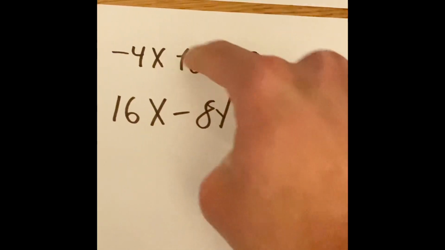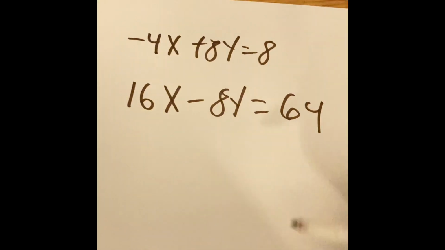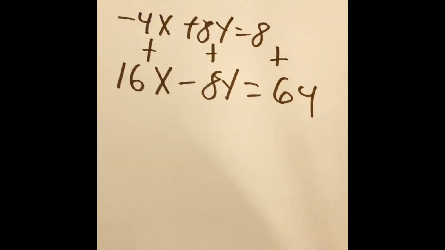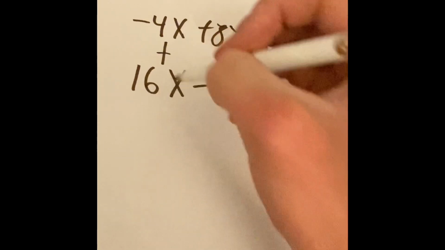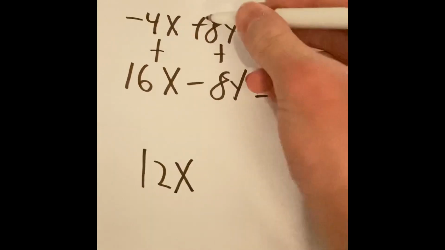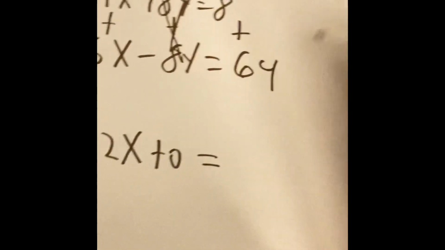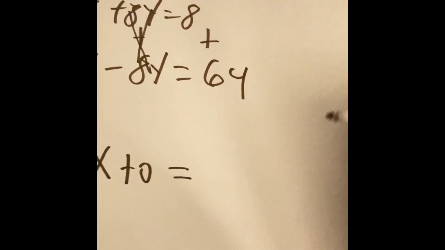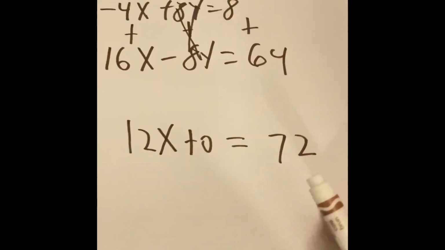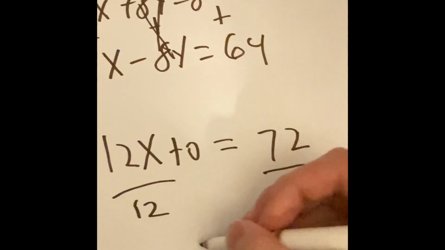With negative 8y and positive 8y, now we can eliminate the variable. So add this, add that, add that. Negative 4x plus 16x is going to be 12x, and the y terms cancel out because it magically disappears, plus 0 equals 8 plus 64, which equals 72. Now let's see what we get for x, and bring back y later. Divide by 12, and x equals 6.